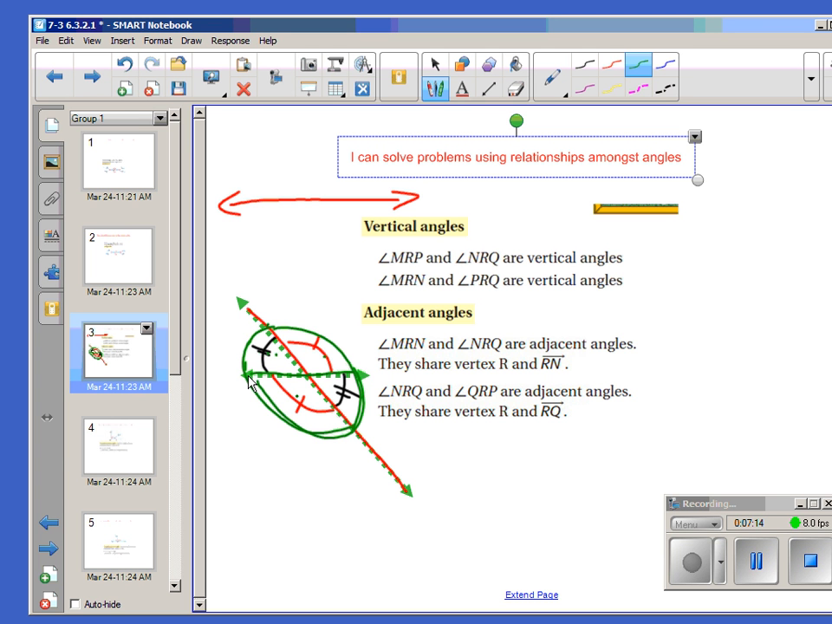Now, kids, I do want to just make sure everybody understands this. This is just when two lines cross. When we have more than two lines crossing, then all bets are off. Make sense to everybody?